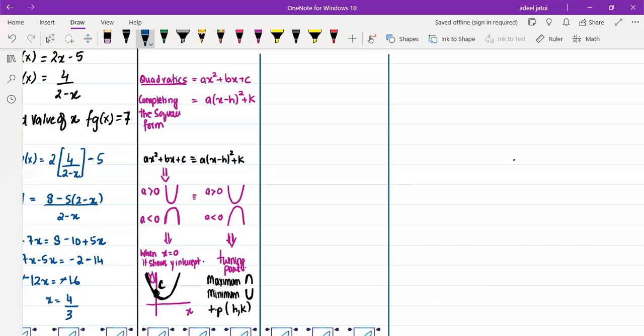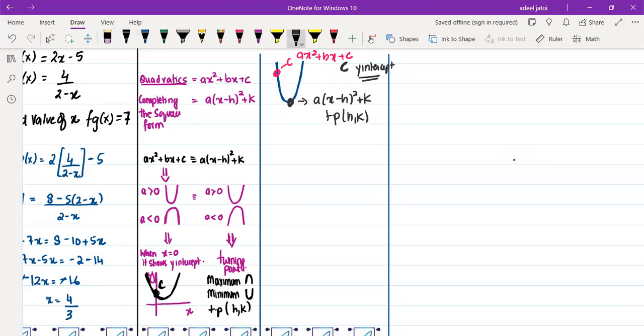So when I'm drawing the graph of a quadratic, I know the y-intercept comes from ax square plus bx plus c. But when we talk about the turning point, it comes through a(x minus h) whole square plus k, because the turning point is particularly h comma k in the completing the square form, whereas c is the y-intercept, when x is equal to 0.